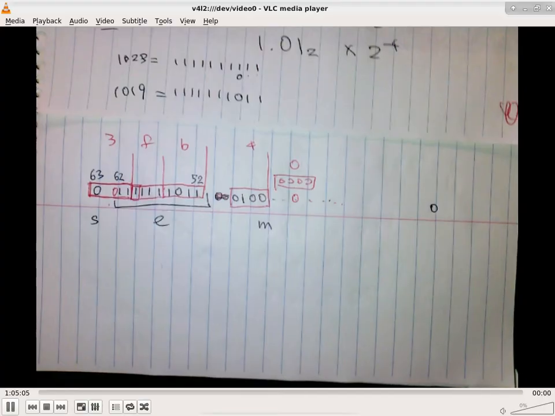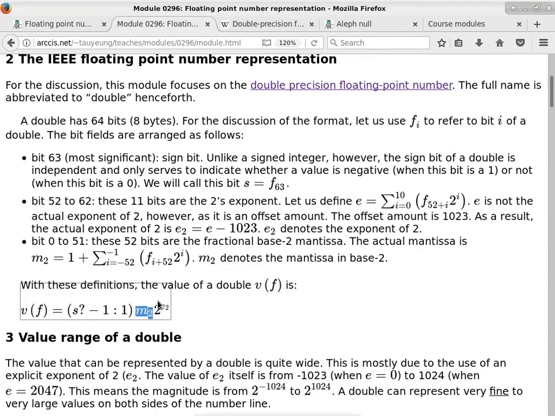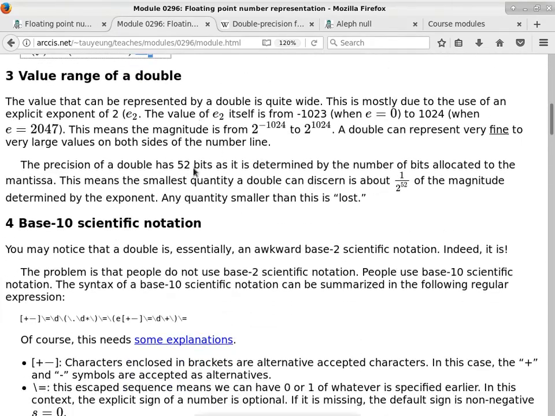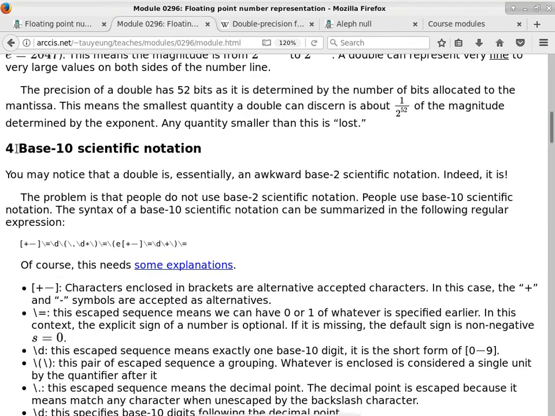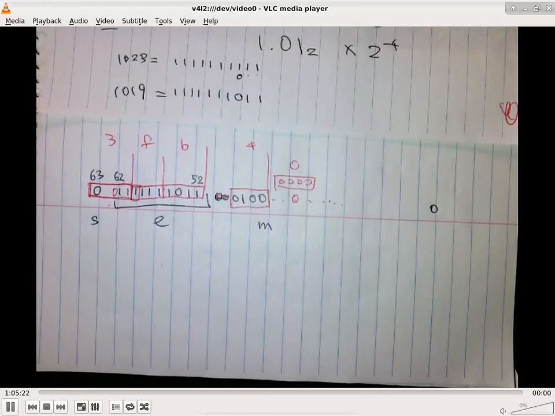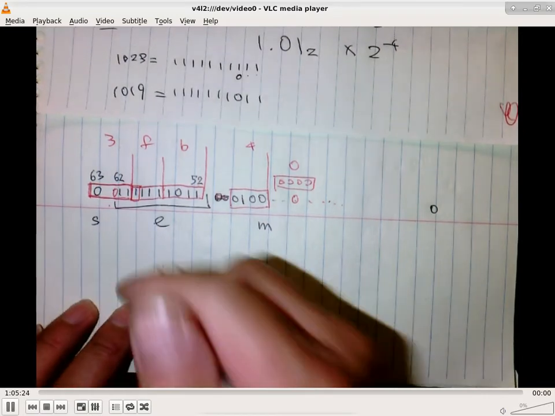So switching back to the notes again, right here. We talk about this. So the next thing we want to talk about is how we represent base 10 scientific notation. We just talked about it a little bit. So I can give you some examples. Let me switch back to the document camera and just talk about a few examples.